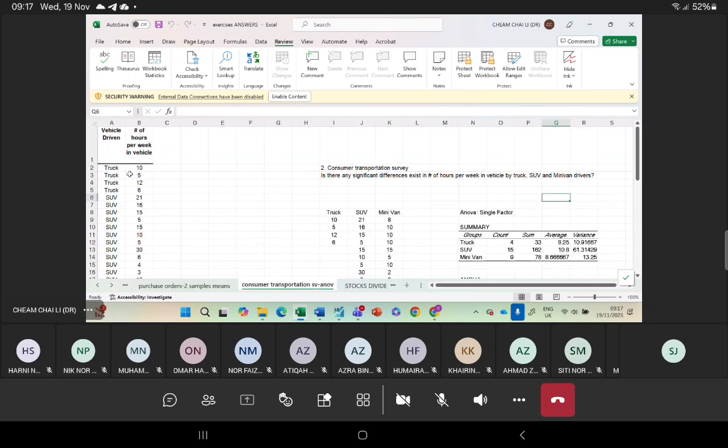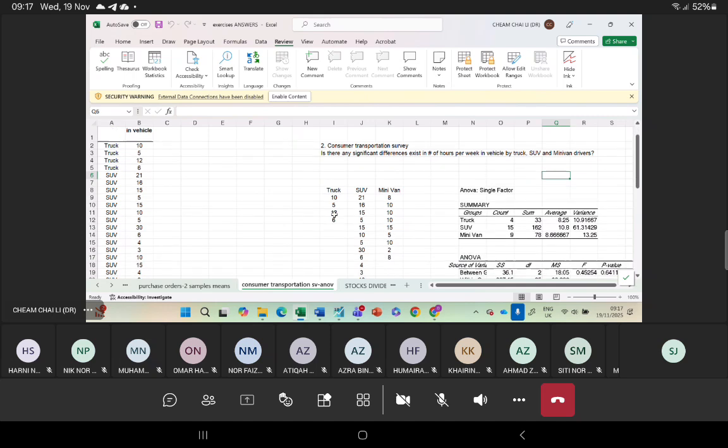Okay. So this is ANOVA. ANOVA is when you have more than two groups, you want to compare the mean. So mean apa variable dia untuk nak jadikan mean. So di sini adalah dia punya number of hours, ya. Number of hours spent in the vehicle. Right? So this is also independent group, bukan dependent, right?